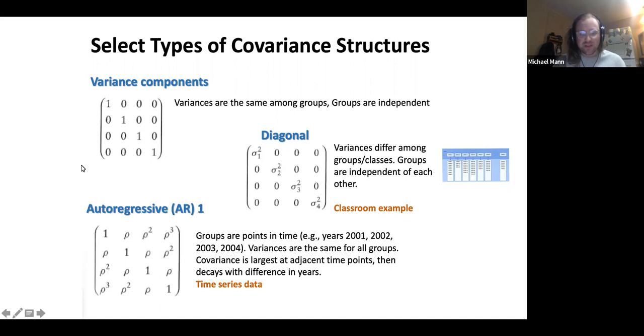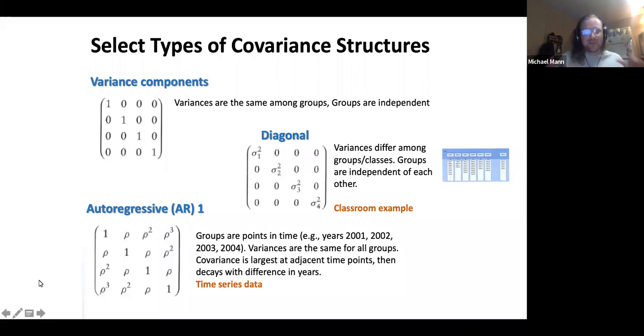And then later, Alex will explain more about building autoregressive models. This is very common in time series analyses. For this one, imagine each of these groups are points in time, such as years, and the variances are the same for all the groups. However, in this example, there's going to be greater covariance at more adjacent time points that decays with greater amounts of time. So if you have some kind of temporal autocorrelation, you expect 2 years that are closely together to be highly correlated as opposed to 2 time points that are far apart.